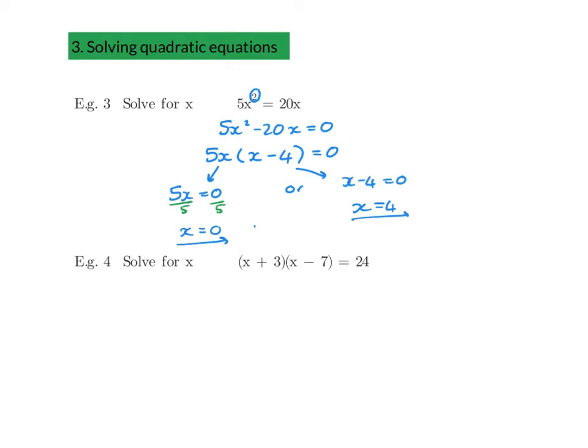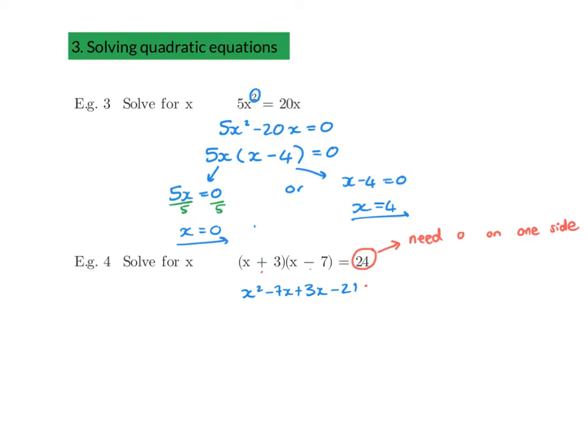In example 4, I've got a product is equal to 24. Now, I don't know what these two brackets will be to make 24. It could be 12 and 2. It could be 24 and 1. So I don't want a 24 on that side. I need 0 on one side. So firstly, I'm going to multiply out my brackets. I get x squared minus 7x plus 3x minus 21.